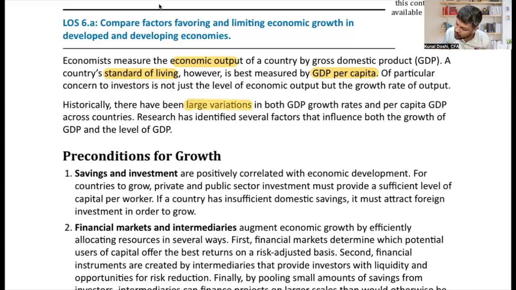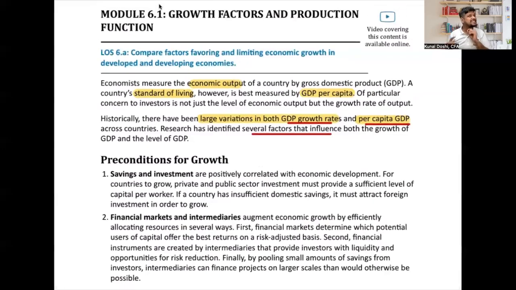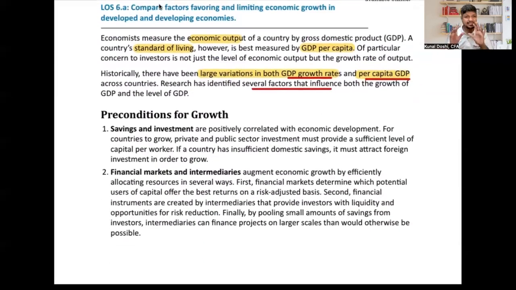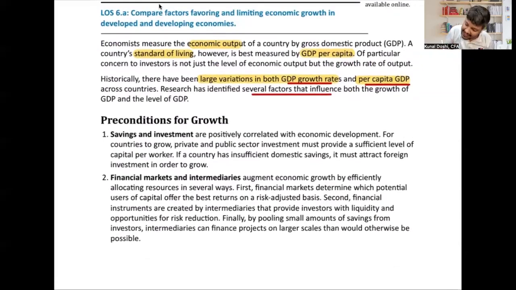Historically, there have been large variations in both GDP growth rates and per capita GDP. Yes, we are concerned with the growth rate in GDP, right? And the per capita GDP, but they are saying there is a large deviation. Research has identified several factors that influence both. When I say both, I mean the GDP growth rate and the level or the per capita GDP. Now, there are several factors. Out of that, we are going to understand the six factors which affect the most. When I say most, to what? The GDP growth rate. Okay. These six factors you don't have to memorize.